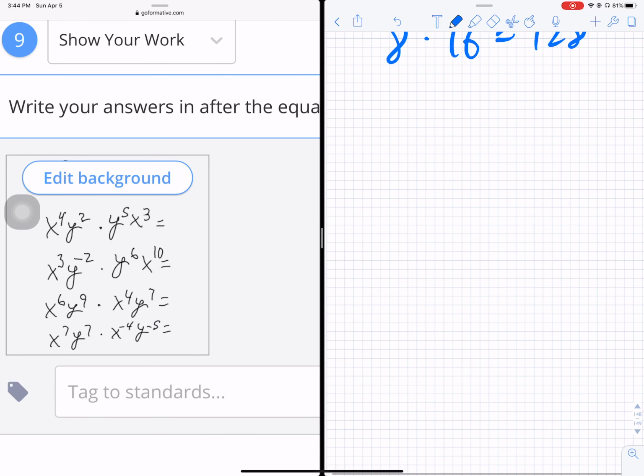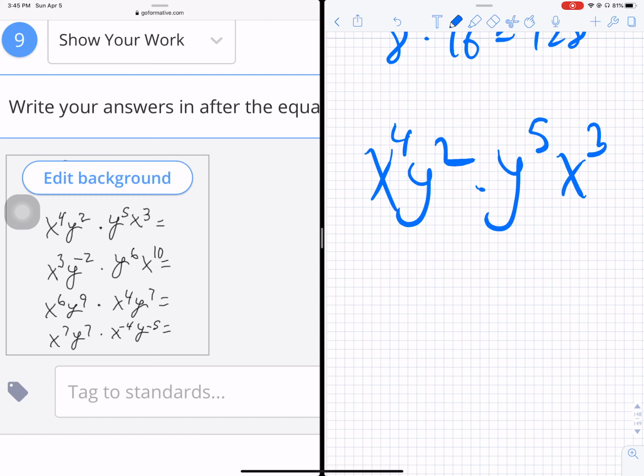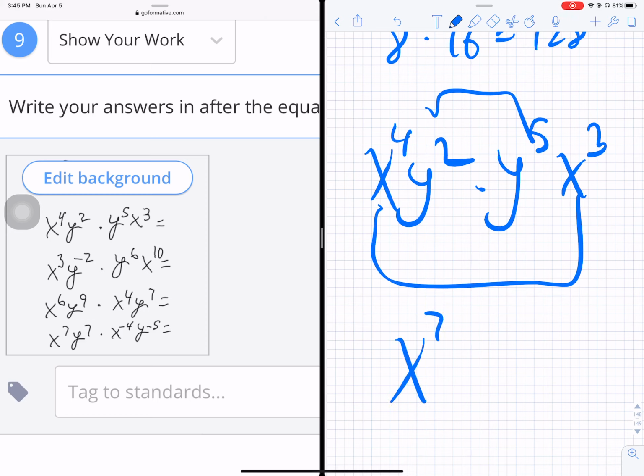These ones were just combining. Same exact thing, except you're not coming up with an answer, you're just combining. I'll do that first one there. X to the fourth, y squared, times y to the fifth, x to the third. So these ones are going to add, and these ones are going to add. What's x to the fourth and x to the third? X to the seventh. What's y squared and y to the fifth? Y to the seventh. And that's your answer.